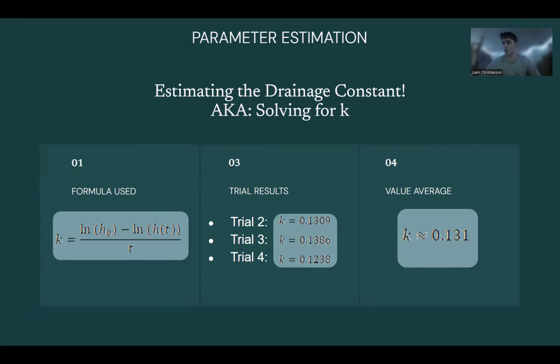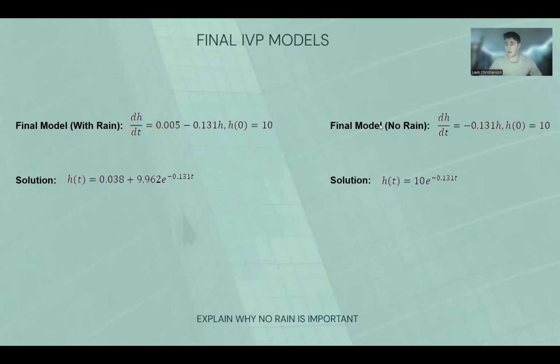So moving on to my parameter estimation, the exponential data that I used to estimate the drainage constant k was by using multiple trials and logarithmic calculations. By using this formula and having multiple trials and putting that all together through the equations, the average value that I found was 0.131 for the approximation. This value was then used to build my final IVP models.